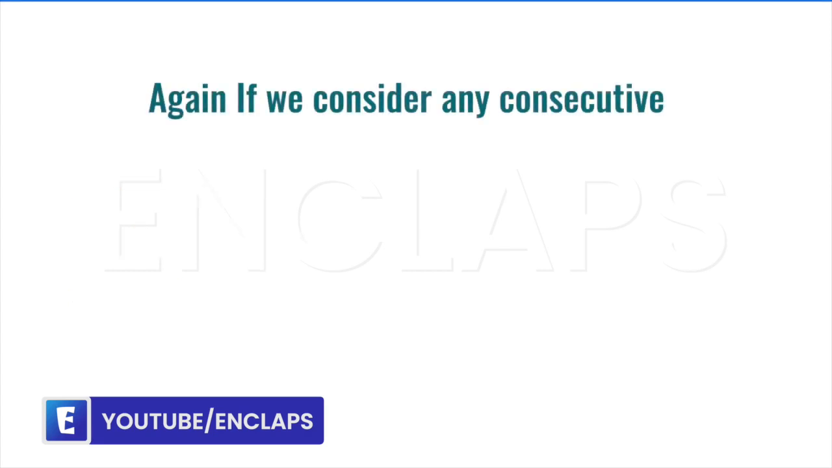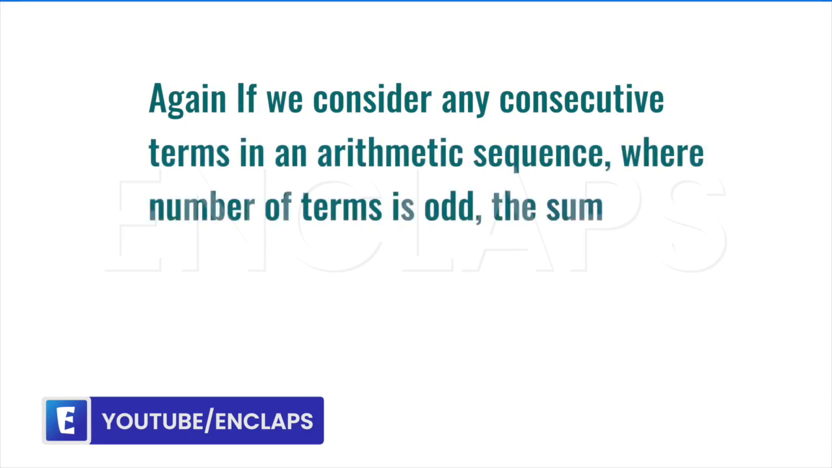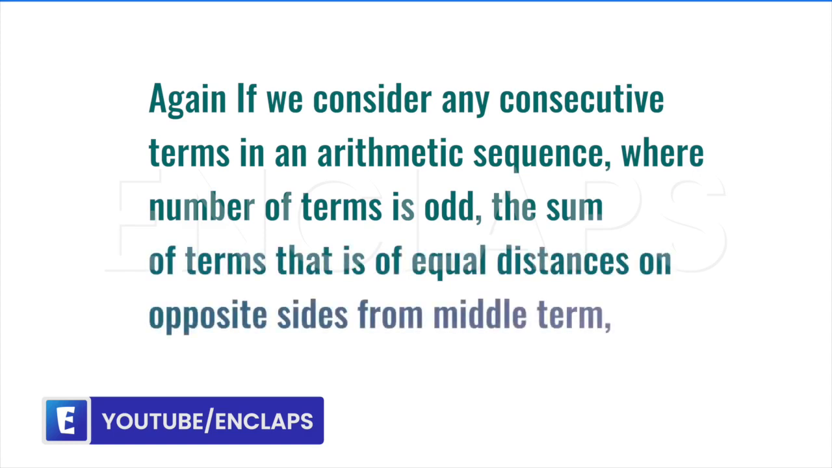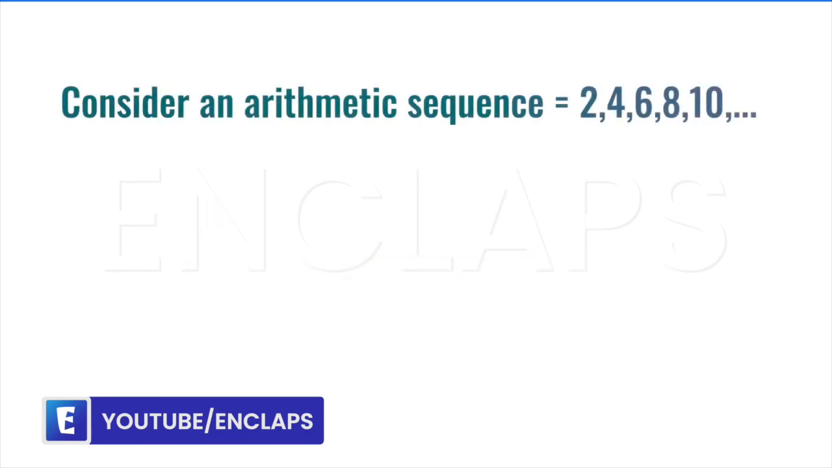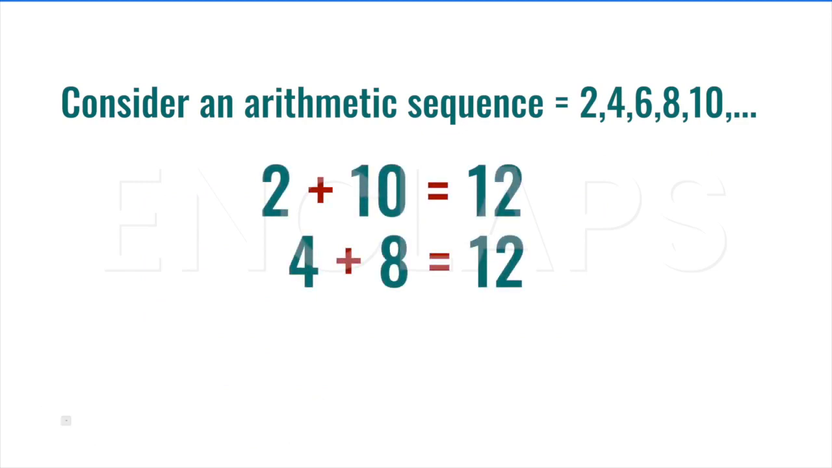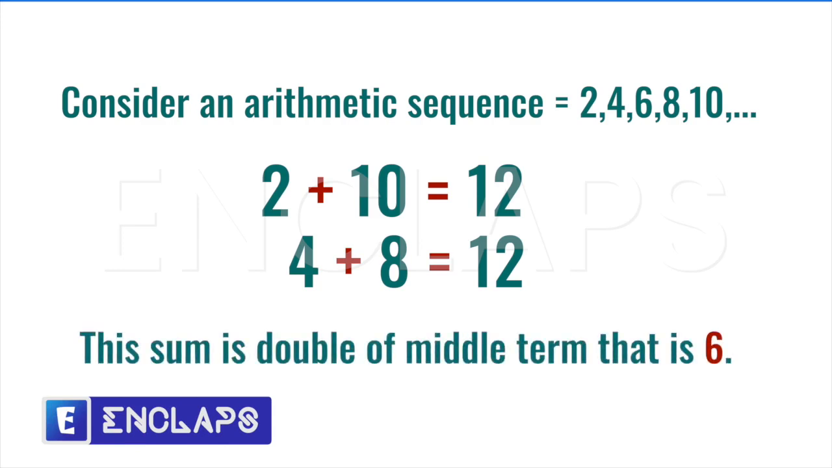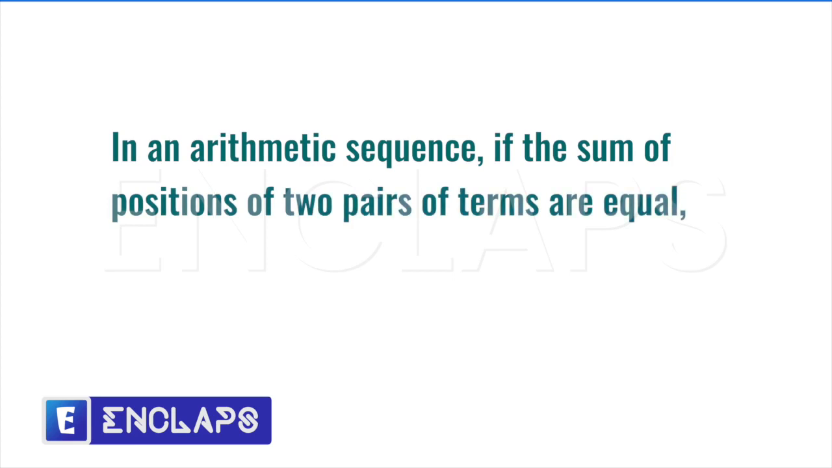Second one, if we consider any consecutive terms in an arithmetic sequence where the number of terms is odd, then the sum of terms at equal distances on opposite sides from the middle term is double the middle term. Let us take an example again. Consider the sequence 2, 4, 6, 8 and 10. The sum of 2 and 10, which is 12, and of 4 and 8, which is 12, is double the middle term, that is 6. 6 into 2, 12.